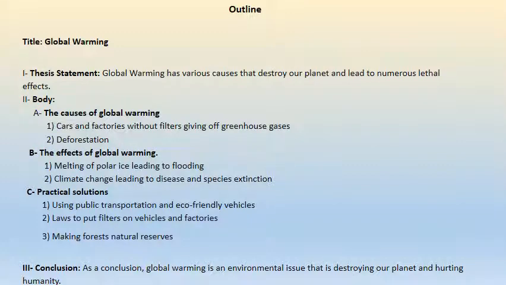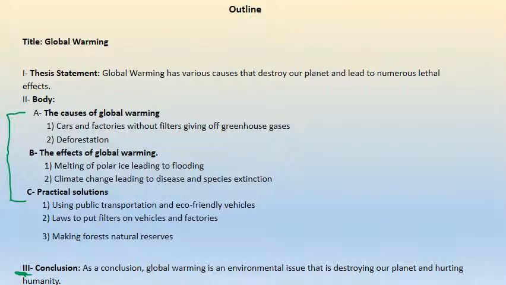Practical solutions: using public transportation and eco-friendly vehicles, laws to put filters on vehicles and factories, making forests natural reserves. Those are, this is the body. You can also divide it only into A and B, but I prefer A, B, and C because we also have the practical solutions. I asked for that. Now, conclusion would be Roman numeral 3.